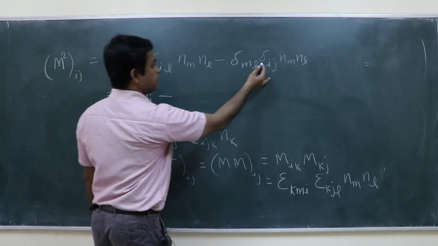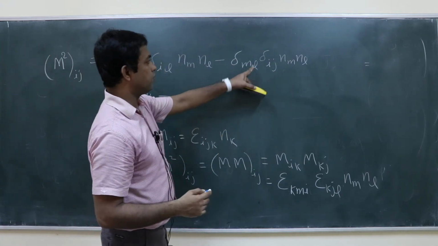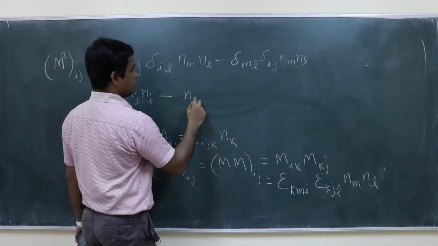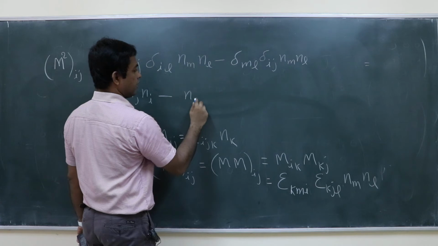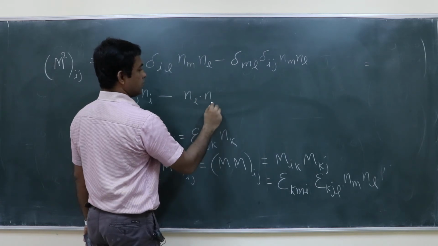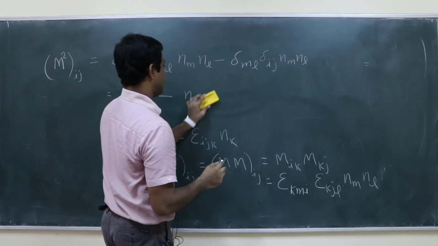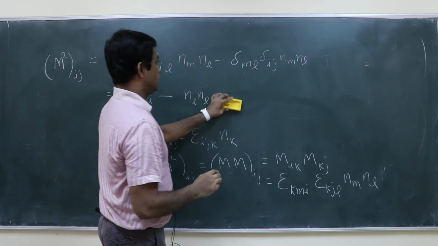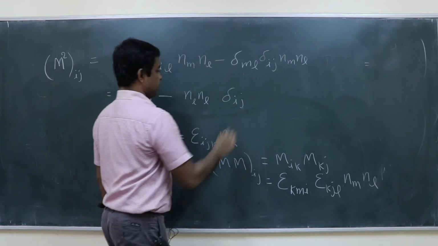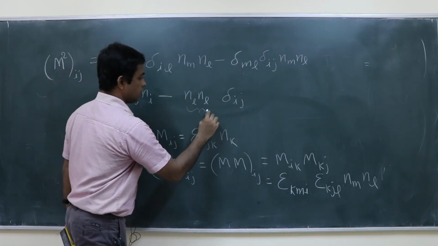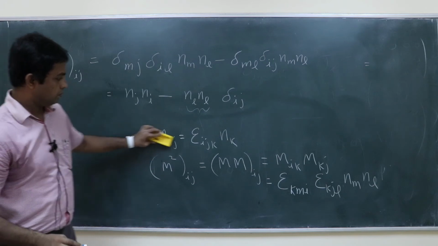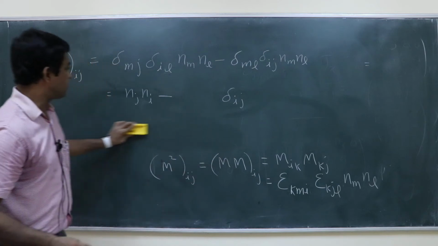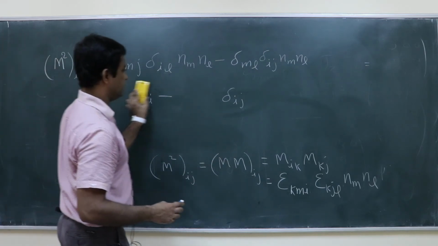And this one, wherever m is there, I should replace it with l. So nl nl, not nl dot nl, it is n dot n basically, nl nl, delta ij. What is this quantity? 1. That is 1. Okay, so the answer is ni nj minus delta ij.